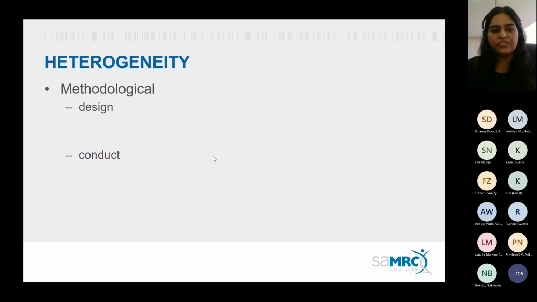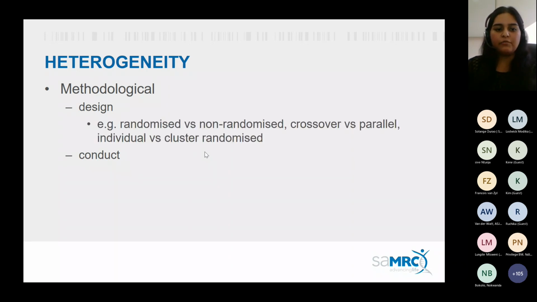The other source of heterogeneity is methodological heterogeneity. And this can arise from differences in the study design or the study conduct. So with study design, we're looking at either randomized versus non-randomized studies, crossover versus parallel, individual versus cluster randomized. So if you're combining randomized and non-randomized studies, this may be why you're seeing differences in the results. Likewise with crossover and parallel. So you would need to investigate whether this is contributing to the differences or not.